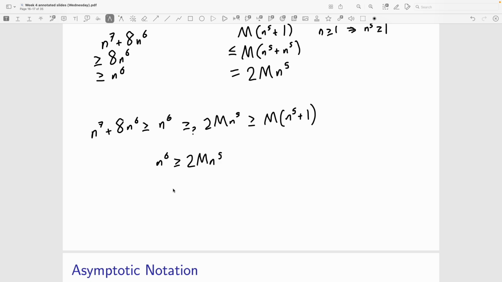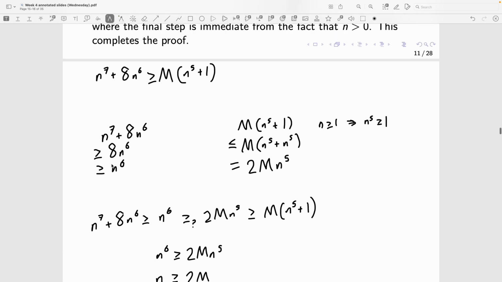Now we're working with our simplified inequality. We've already laid the groundwork to make this really easy. I'm just going to solve for n by dividing both sides by n to the 5. And there you have it, a lower bound for n that should work in the original inequality.